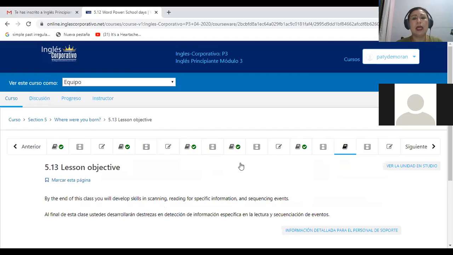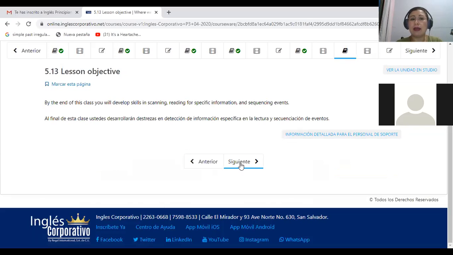So here, it also includes the 13 lesson objective, but this is going to be tomorrow. Mañana vamos a completar este ejercicio que es un scanning, reading and scanning for a specific information and sequencing events. This is going to be tomorrow. Esto lo vamos a ver mañana.